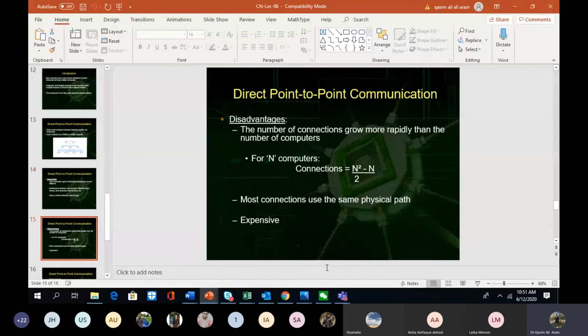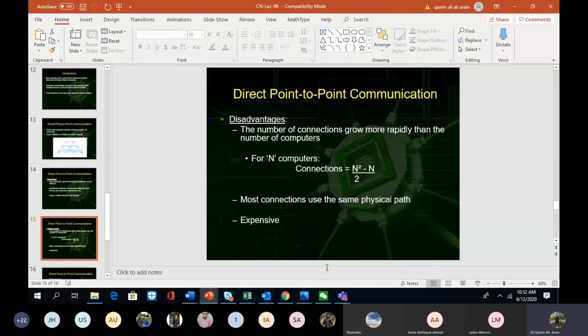अब इसके disadvantages के ऊपर आ जाएं. What are the disadvantages of these networks which are point-to-point communication? The number of connections grows more rapidly than the number of computers. I mean, आपके पास जितना एक कंप्यूटर बढ़ेगा तो आपके पास दो connections और create हो जाएंगे. So the number of connections is growing more rapidly than the number of computers.